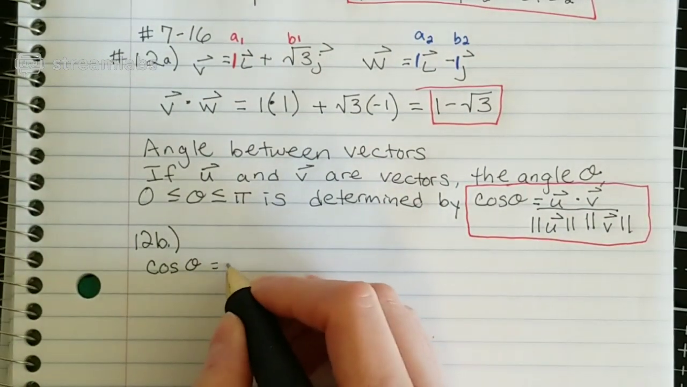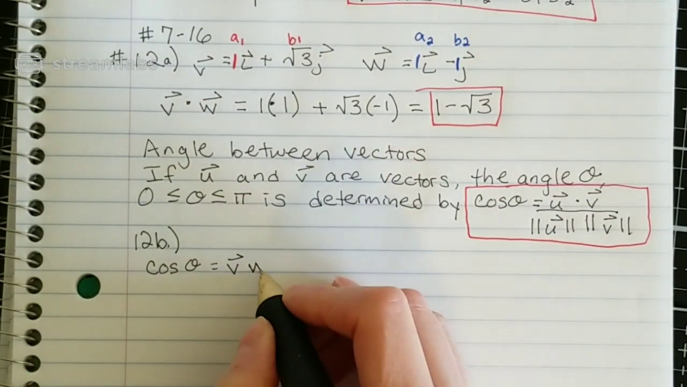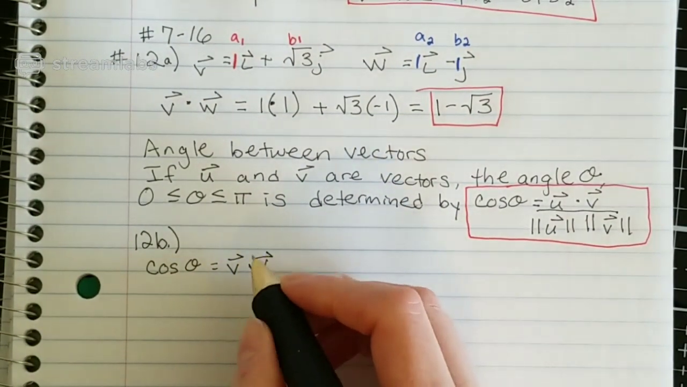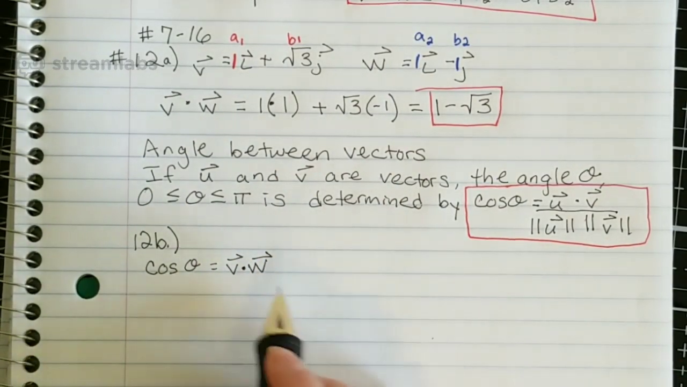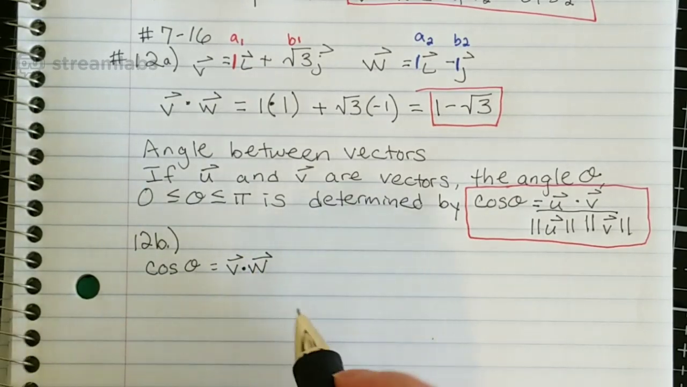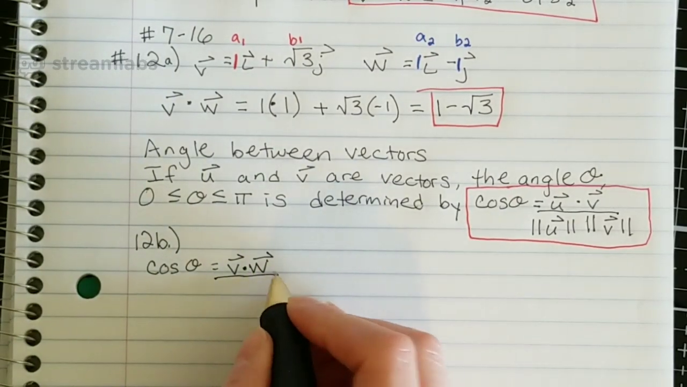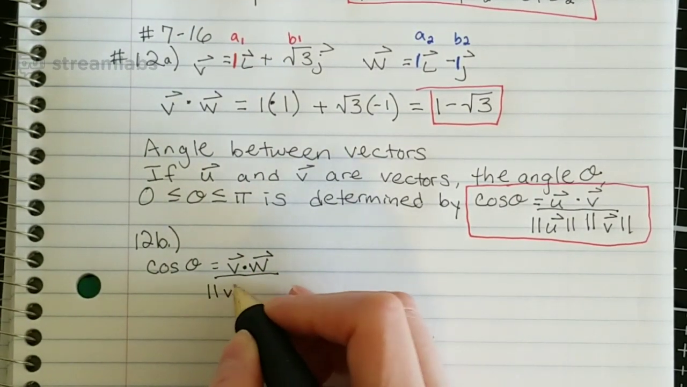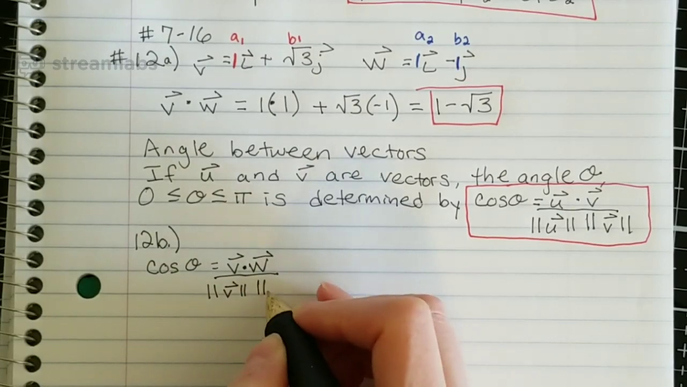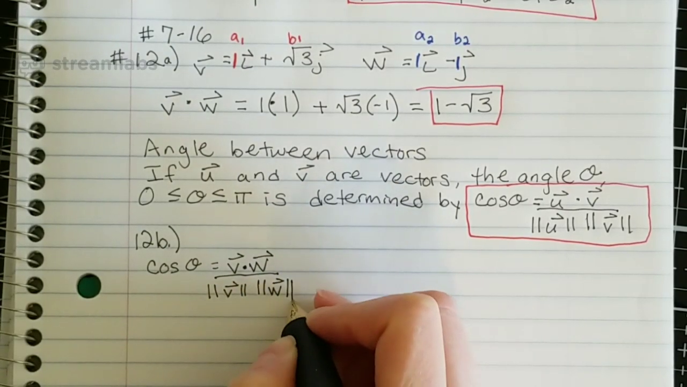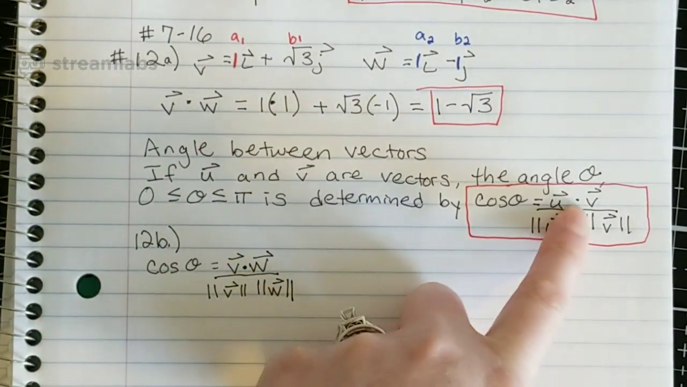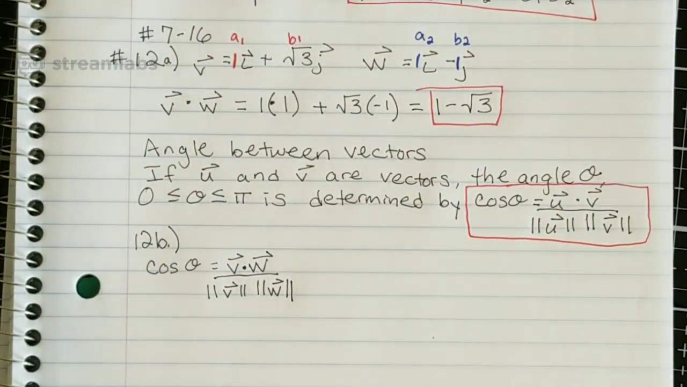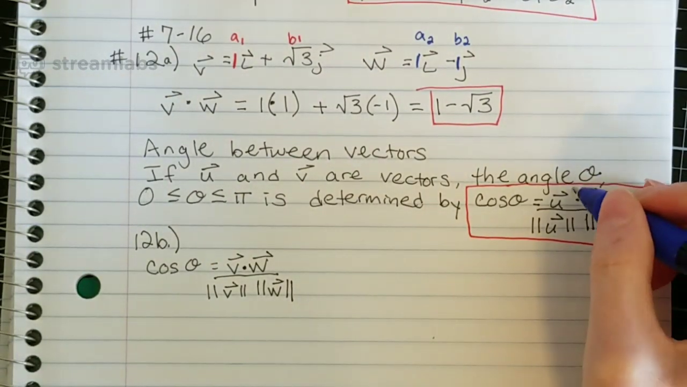So this is going to be the vector of v times the w. So this is the dot product, which we found above. So we can just plug that in. And then this is the magnitude of v and the magnitude of w. So this up here, that's the dot product right there. So we might want to make a little note that this is the dot product.